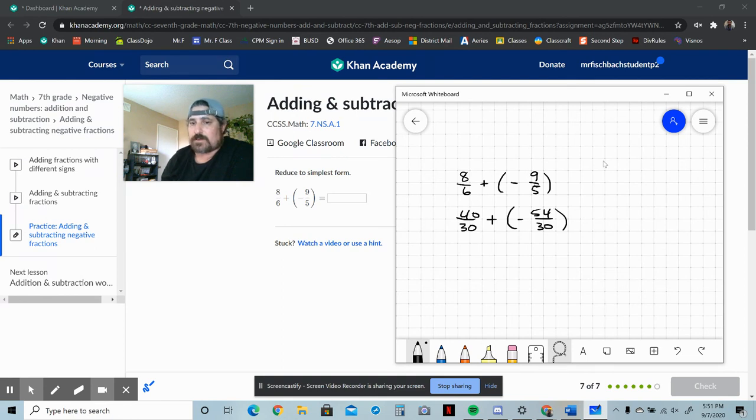And we're going to do a little tug of war here, right? The signs are different. Find the difference. Who's going to win? The negative. By how much? The negative box. What's 54 take away 40? 14. So it's negative 14 30ths, right?